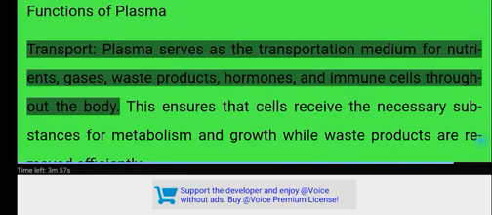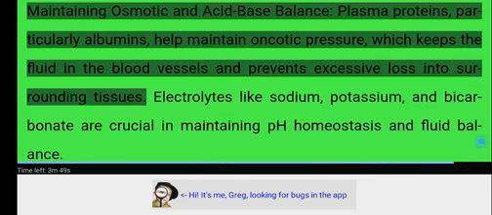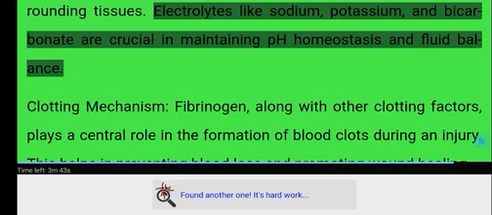Functions of plasma. Transport. Plasma serves as a transportation medium for nutrients, gases, waste products, hormones, and immune cells throughout the body. This ensures that cells receive the necessary substances for metabolism and growth while waste products are removed efficiently. Maintaining osmotic and acid-base balance. Plasma proteins, particularly albumins, help maintain oncotic pressure, which keeps the fluid in the blood vessels and prevents excessive loss into surrounding tissues. Electrolytes like sodium, potassium, and bicarbonate are crucial in maintaining pH homeostasis and fluid balance.